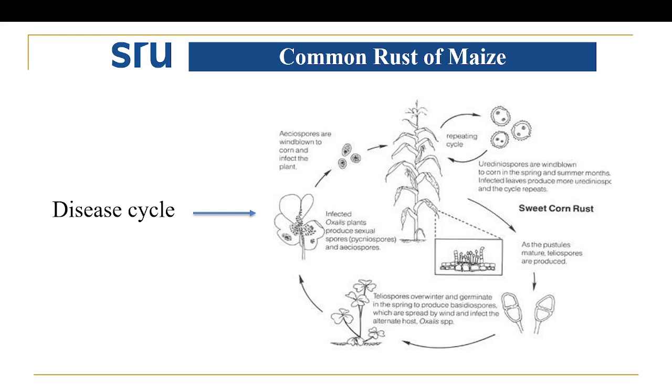After that, these Oxalis corniculata will produce the sexual spores like pycniospores and aeciospores. So these aeciospores become windborne and can infect the new maize plant. So like this it will complete the life cycle. Here the major host is the maize plant and the secondary alternate host is Oxalis species. So this is how the pathogen Puccinia completes the life cycle in maize rust.